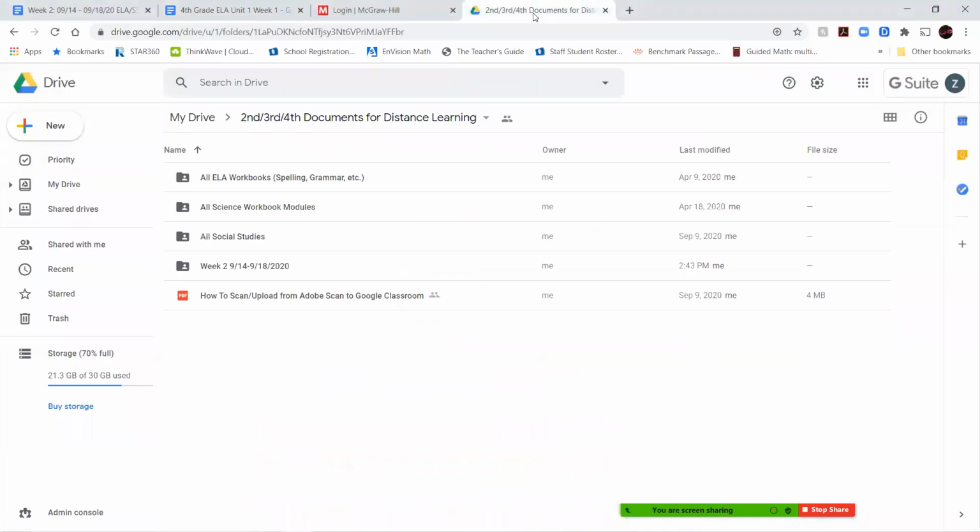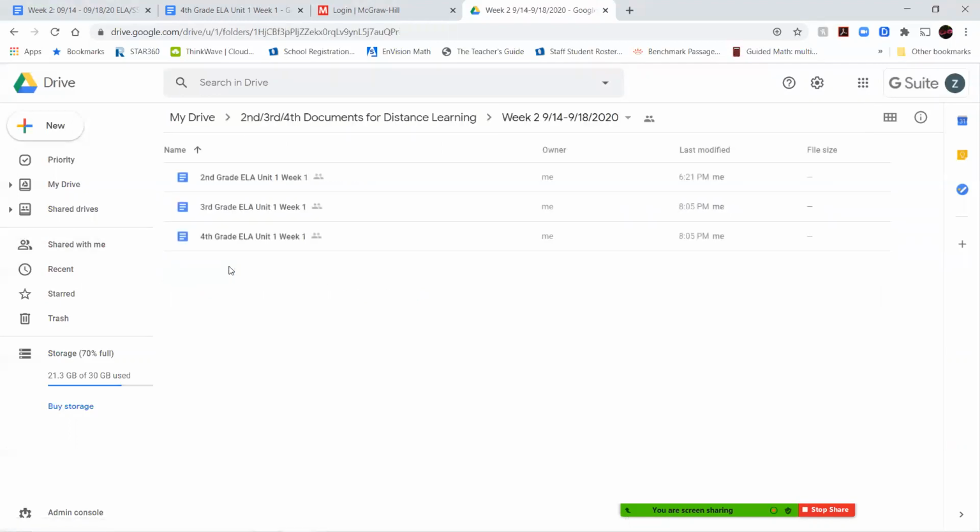Now, a couple of things that you need to know. Our shared folder, which is going to be in every single email that I send, is right here. It's called our second, third, and fourth grade documents for distance learning. In here, you're going to have our weekly folder. Right now we're in week 2. Next week, this one will be gone, and I'll put it in a separate folder that says previous folders. Then it'll say week 3 out here, and it'll have inside of it any documents that you need, like the notes that we're going to be using.